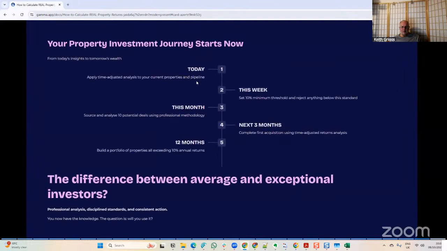So what I recommend now is apply this analysis to your current portfolio, set your minimum threshold, then source and analyze 10 potential deals in the next month. Over the next 3 months, complete your first acquisition using this strategy, and over 12 months, build a portfolio of properties with high returns.